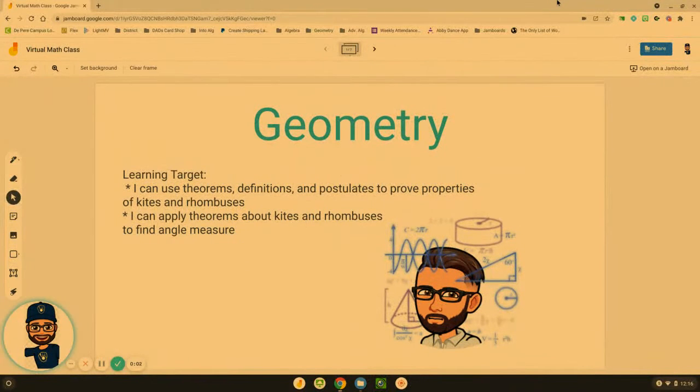Hello geometry students, and welcome back to another video lesson where we continue to look at different types of quadrilaterals and their special, unique properties. Today we get into trapezoids, where we're going to look more at some of those properties for specific trapezoids.